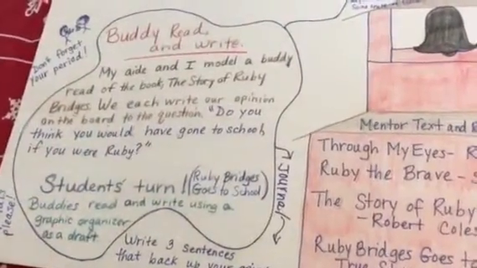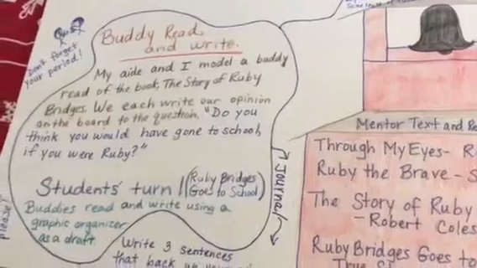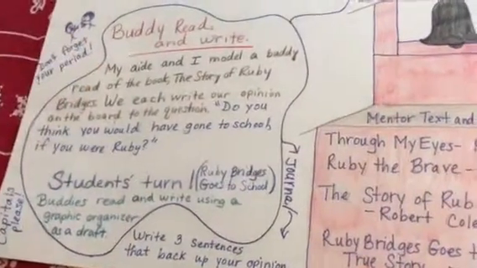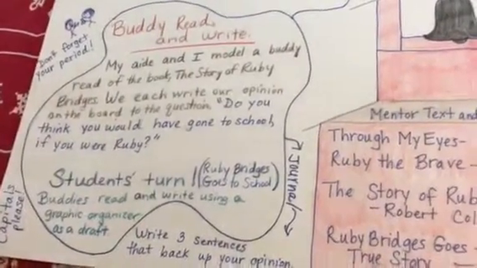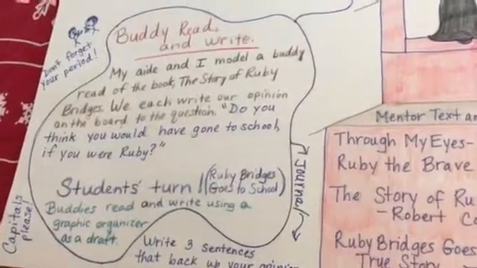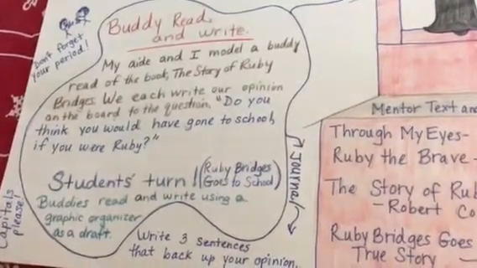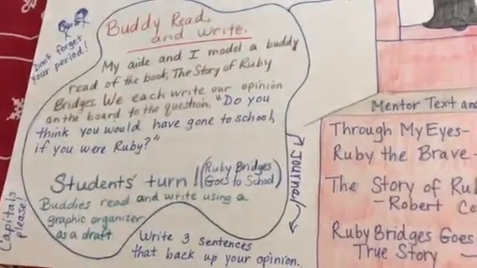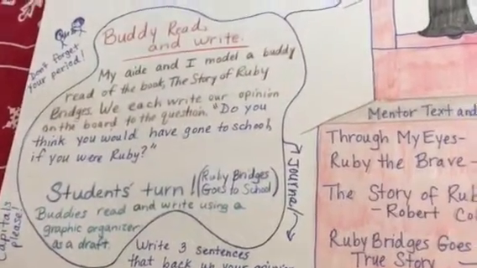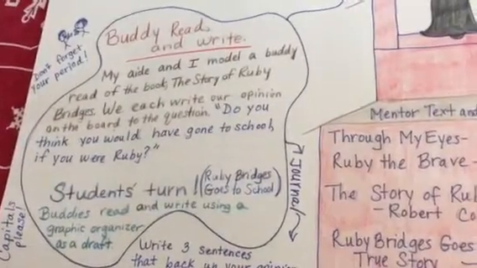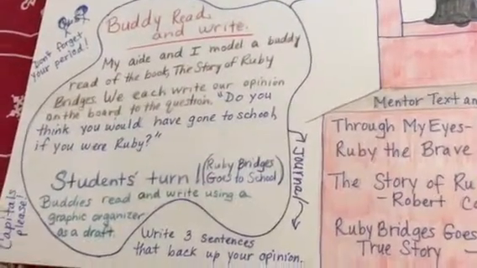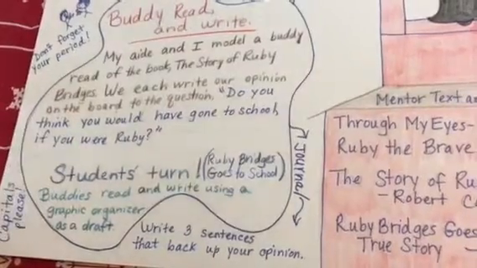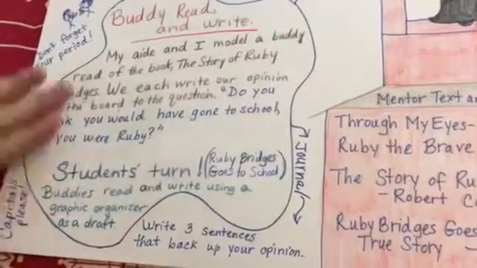I have over here, we do a buddy read and write. Usually you do a buddy read, but for us we do a buddy read and write because my kids struggle. So my aide and I are going to model a buddy read of the book, The Story of Ruby Bridges, which is another one that they've read. And we're each going to write an opinion on the board to the question, do you think you would have gone to school if you were Ruby? So we're going to write on the board, and then we're going to give a fact. If we think that, yes, I would be too afraid to go in because there were too many people outside screaming at me, then we would give facts for that opinion to shore it up. And then my aide would do the same thing.